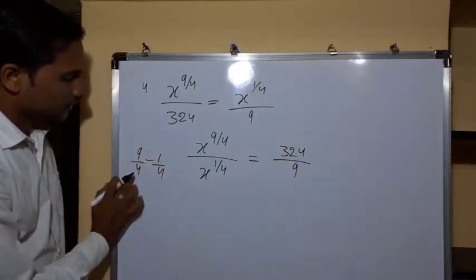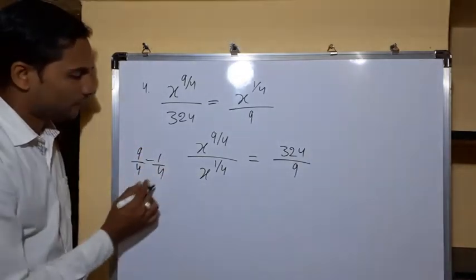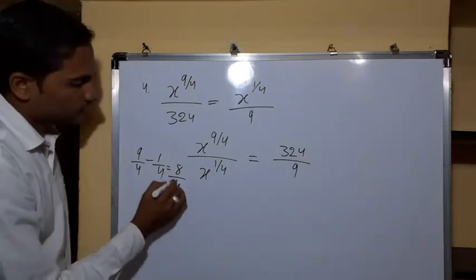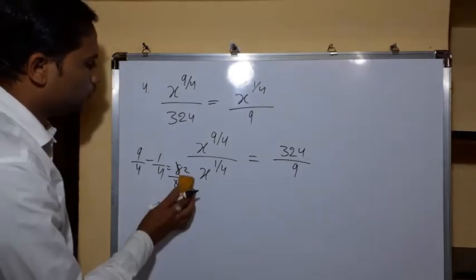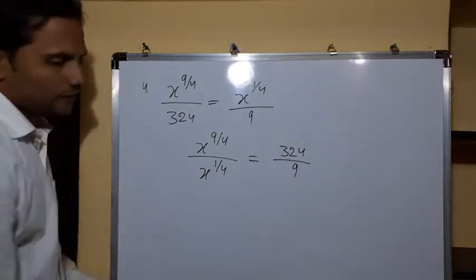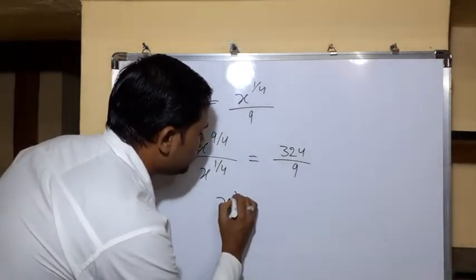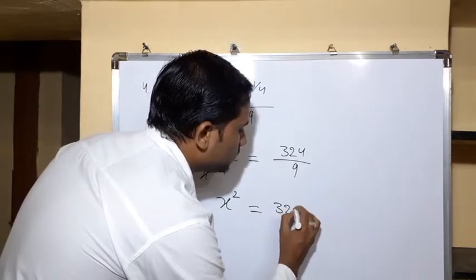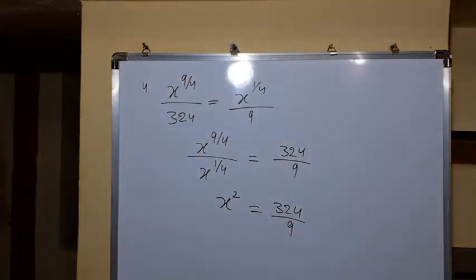See here the base is same, so directly subtract the numerators. 9 minus 1 is 8. So it will be 8 by 4. 8 by 4 means 4 ones are 4, 4 twos are 8, so we will get 2. So if you simplify the powers, you will get x raised to 2 equals 324 by 9. Next what to do, friends?